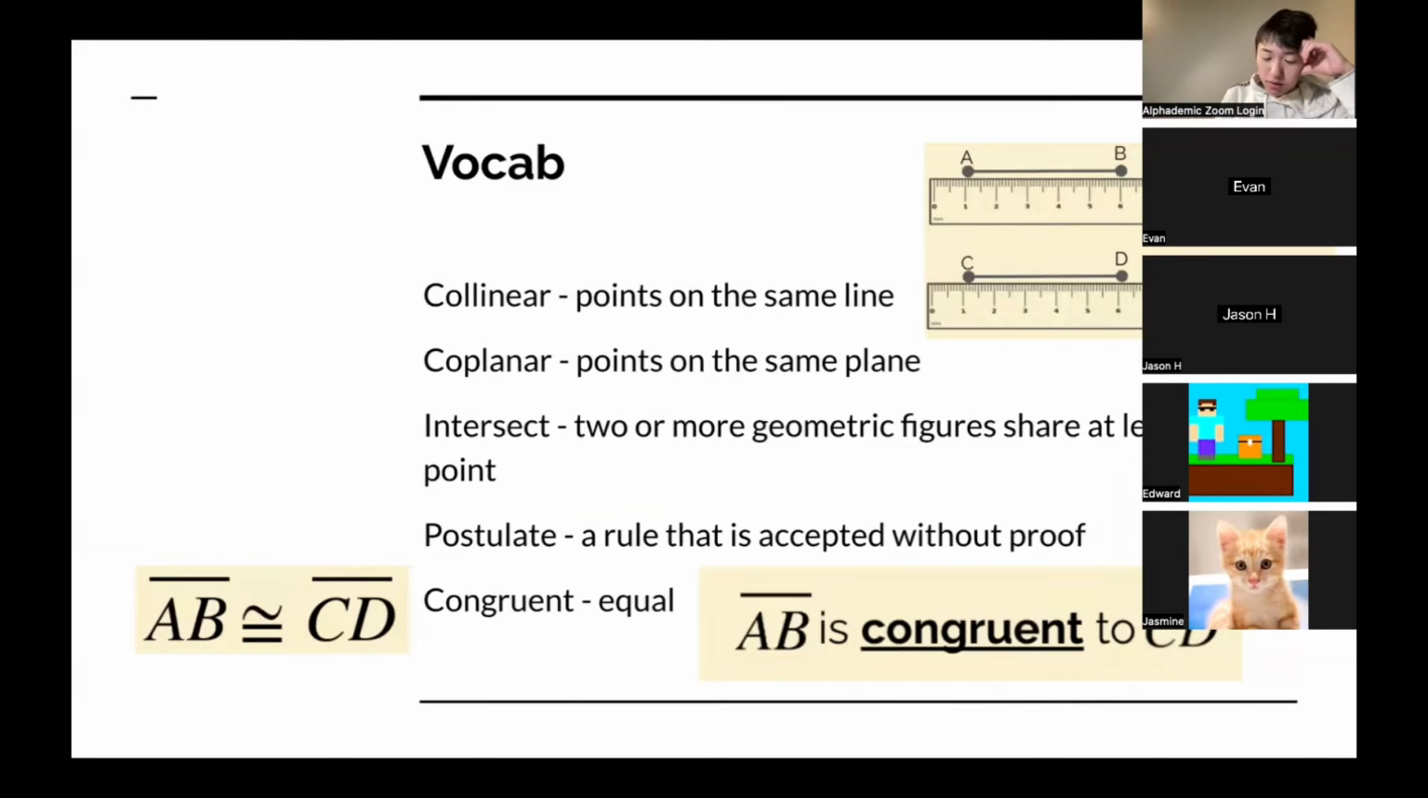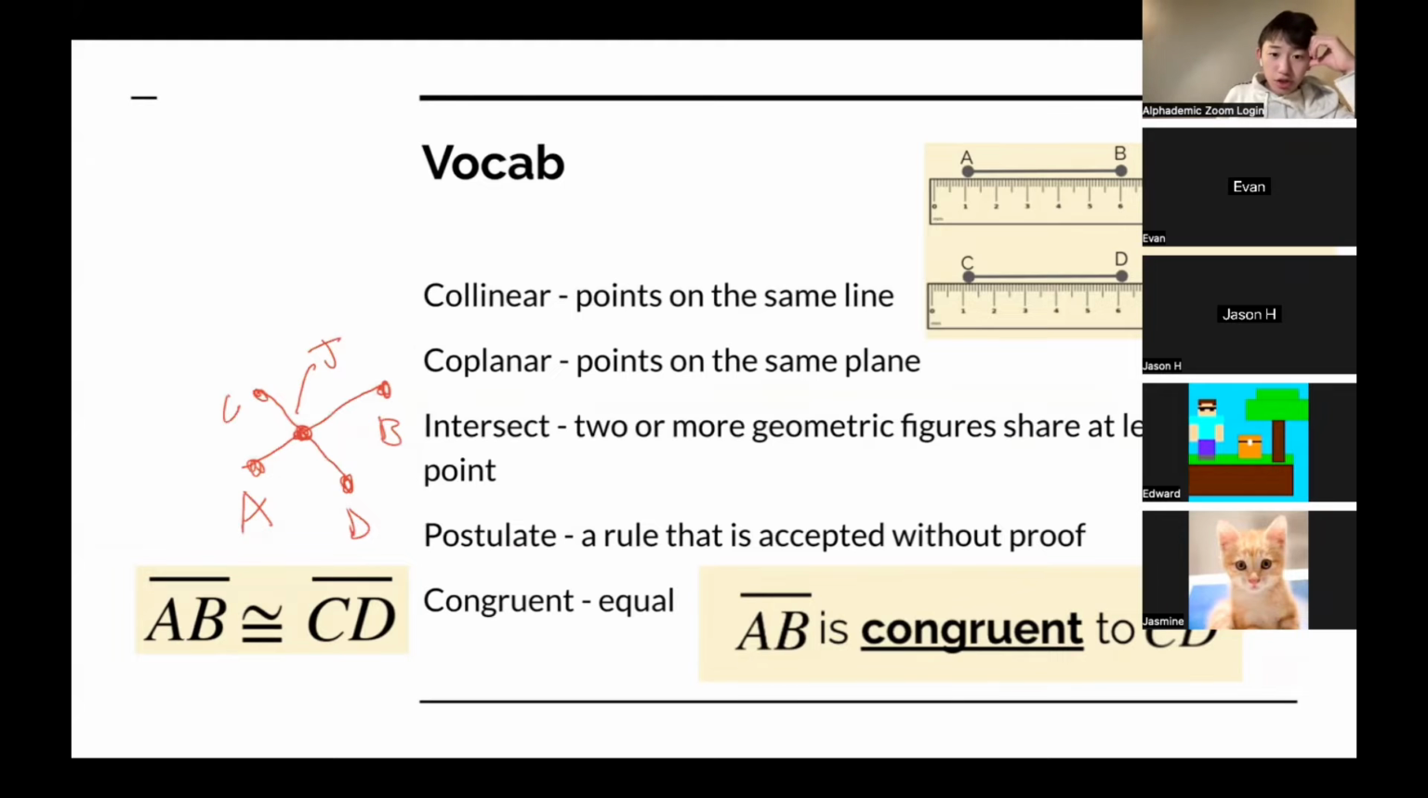For example, like these two. Let me try one second. So say this, right? This is segment AB and segment CD. You can see that they intersect at this point. We'll just call this point J. So as you can see, they intersect at point J.